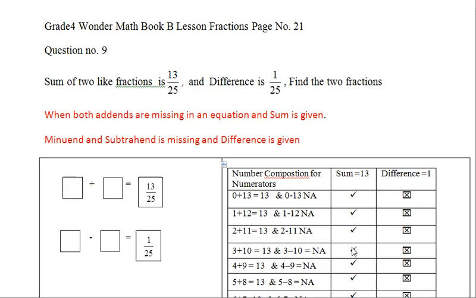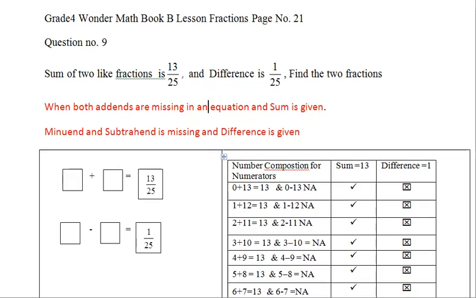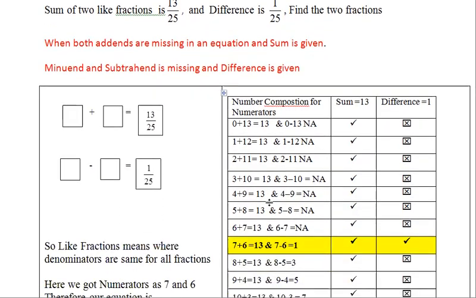Here all of these give the sum condition as true, but in the difference, we are not getting the condition as true. So I'll move forward. 4 plus 9 is equal to 13, but 4 minus 9 is not applicable. Same with 5 plus 8 is 13, but 5 minus 8 is not applicable. 6 plus 7 is 13, but 6 minus 7 is not applicable.